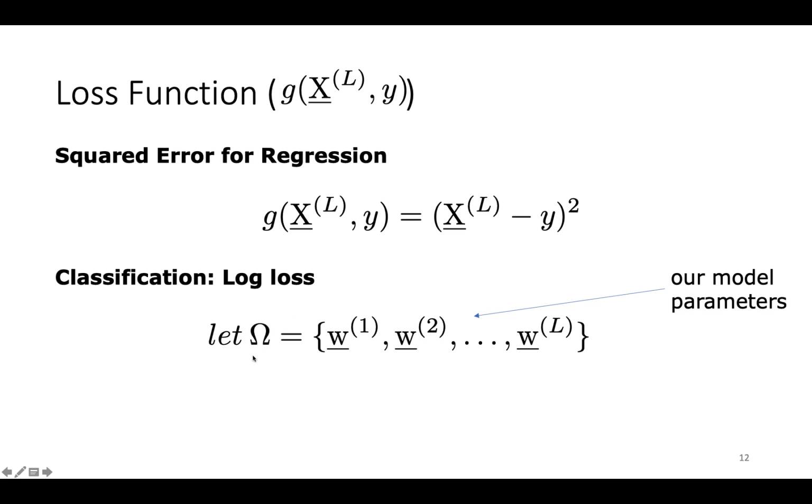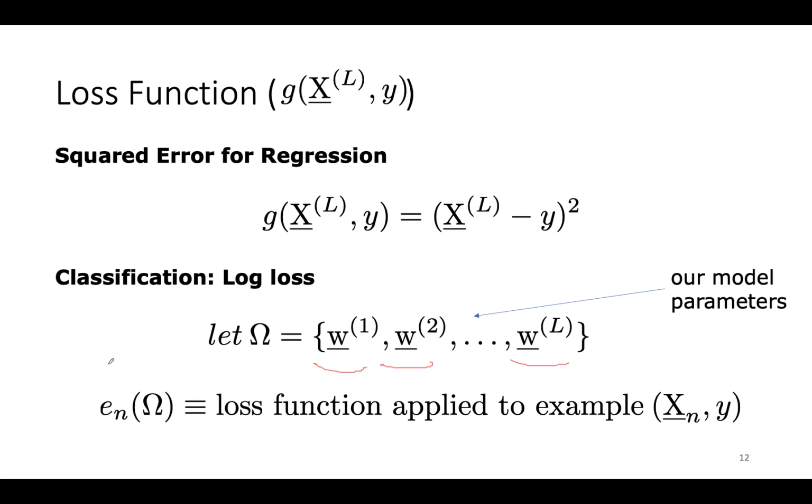Okay. So we can define a set of model parameters. We call it a big omega, which contains all the W's that we need to find, right? So these are all the W's of each corresponding layer in a neural network that we have to learn, right? So these are our model parameters.